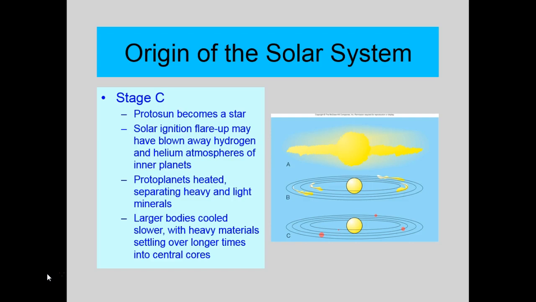Okay? The protoplanets have heated, separating heavy and light minerals, the heavier sinking toward the cores, the lighter being near the surfaces. The larger bodies cooled more slowly, with the heavy materials settling out over longer times into central cores. Now, when they say settle out, some of the central cores are very, very hot, so they haven't necessarily solidified, but they have settled into those cores. Okay? And that pretty much then leaves what we've got now.